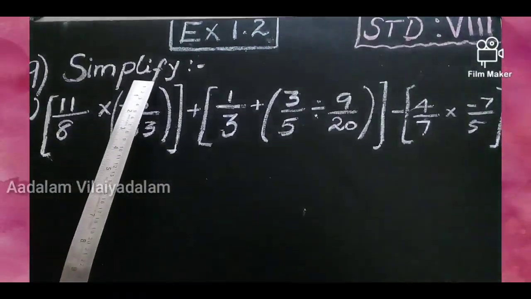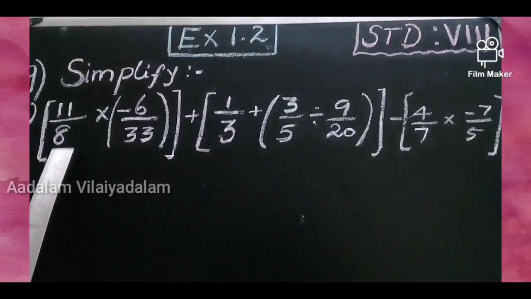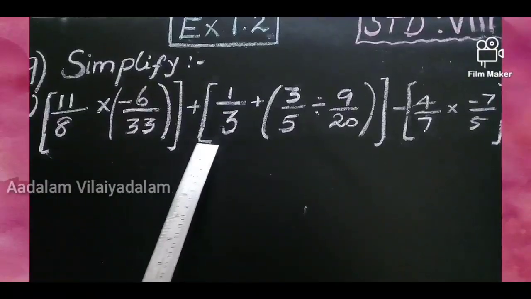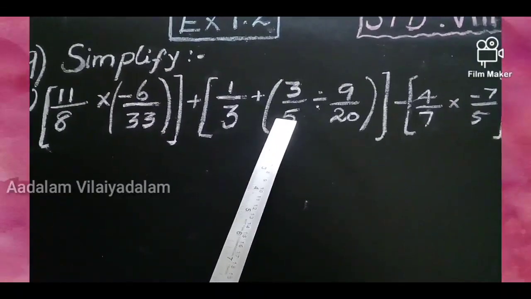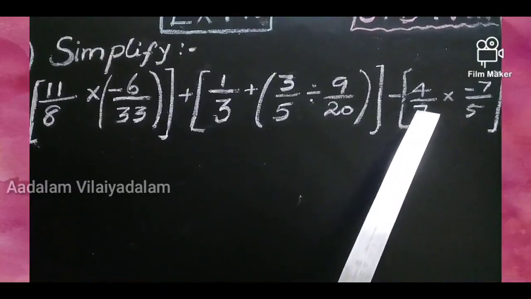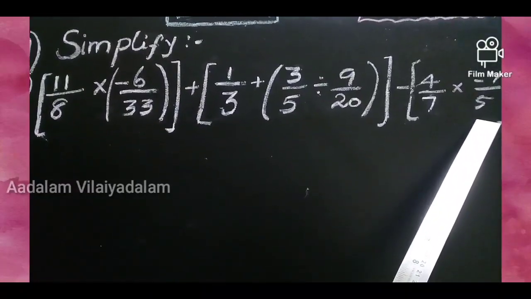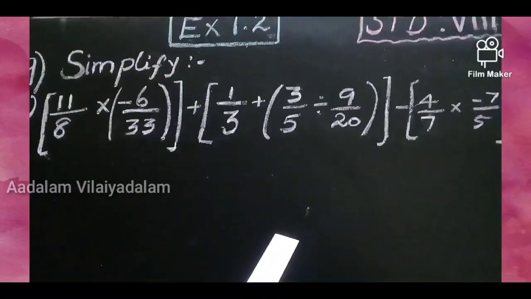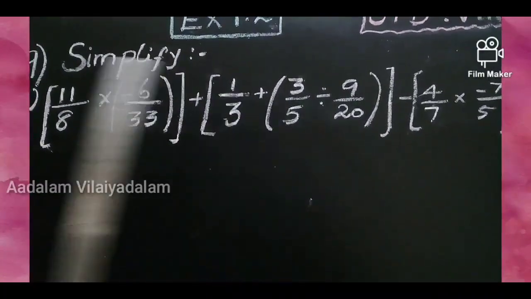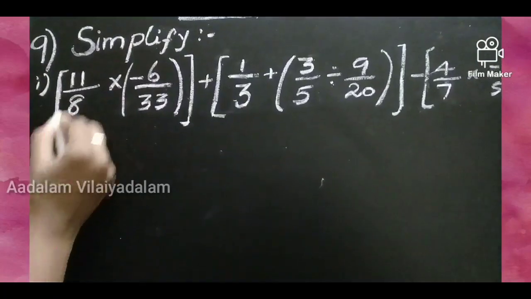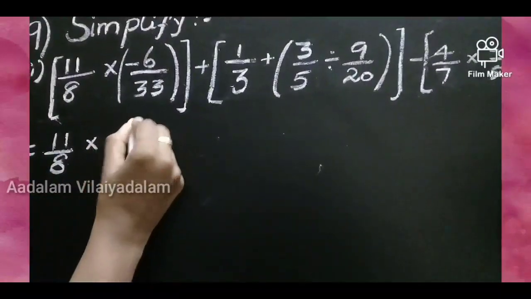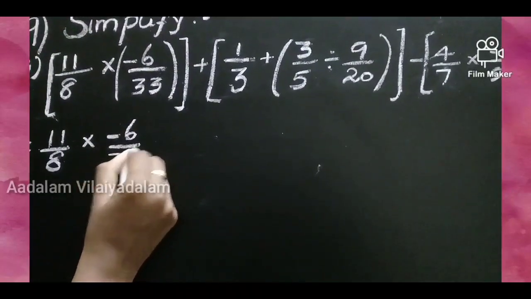Ninth question. Simplify the first one: 11/8 × (−6/33) + 1/3 + 3/5 ÷ 9/20 − of 4/7 × (−7/5). Here we have to apply the same BODMAS rule. First you complete the innermost bracket. So first you write 11/8 into −6/33.